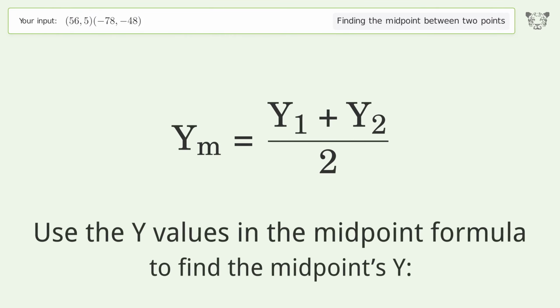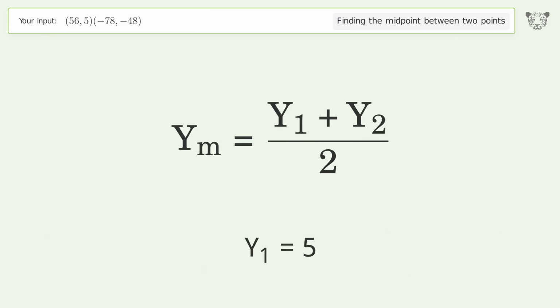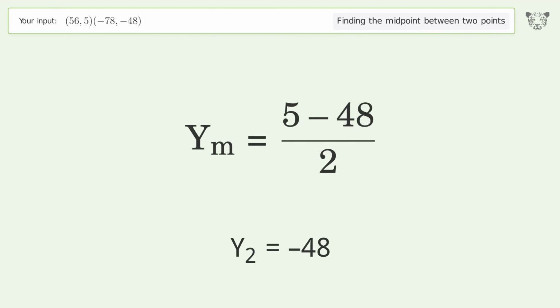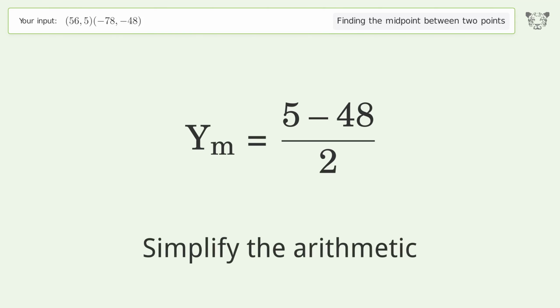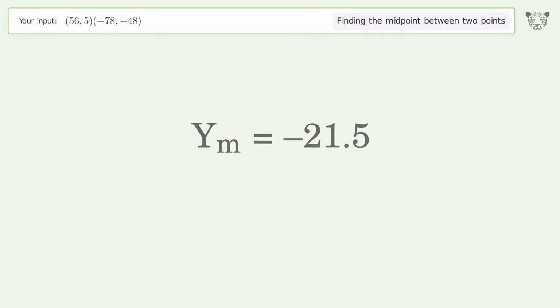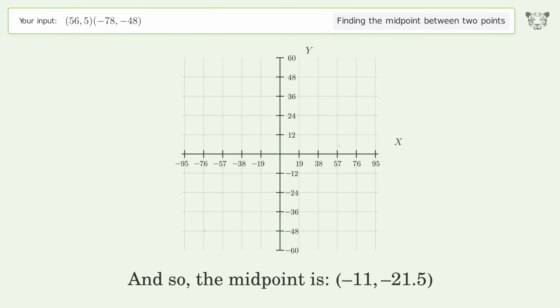Use the y values in the midpoint formula to find the midpoint's y. y1 equals 5. y2 equals -48. Simplify the arithmetic. And so, the midpoint is -11, -21.5.